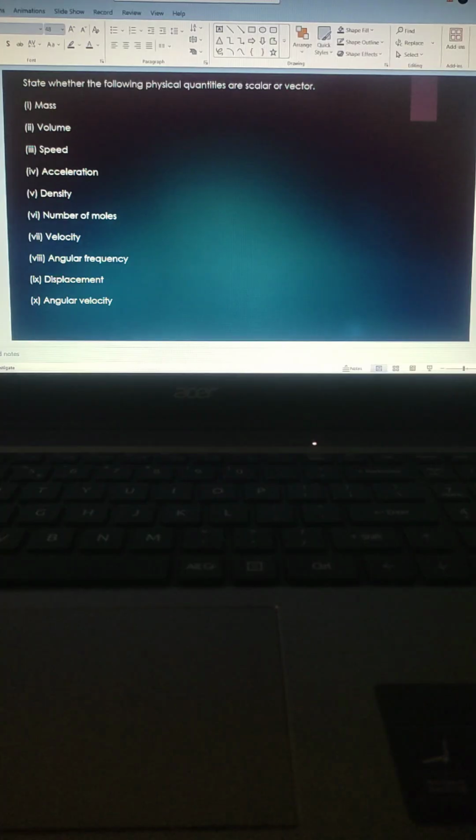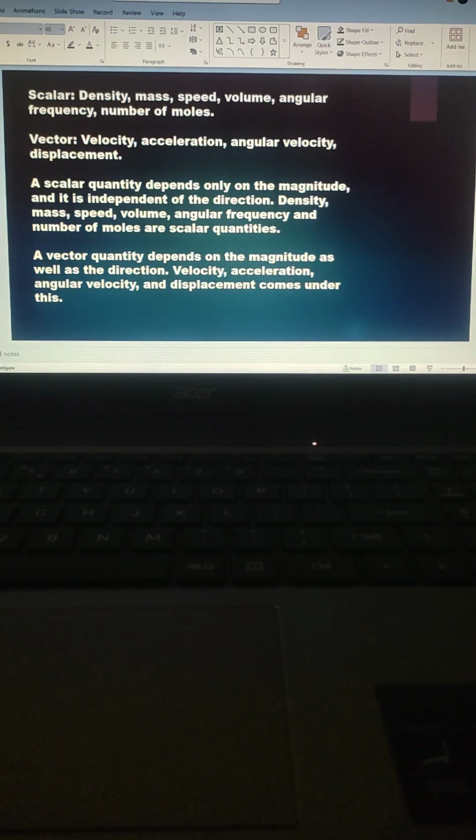State whether the following physical quantities are scalar or vector. They are given: mass, volume, speed, acceleration, density, number of moles, velocity, angular frequency, displacement and angular velocity. So all the scalar quantities are density, mass, speed, volume, angular frequency, and number of moles. Vector quantities are velocity, acceleration, angular velocity, and displacement.